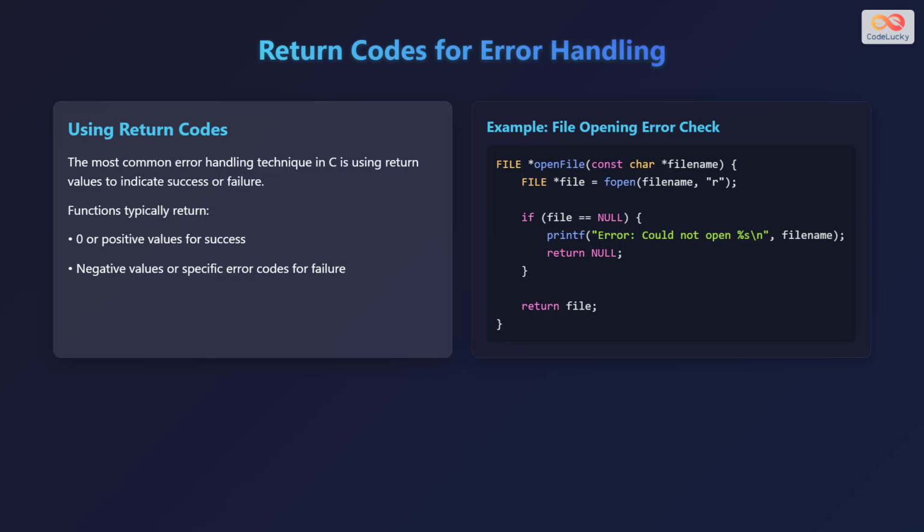Consider this example of a file opening function. It attempts to open a file in read mode. If the file pointer is null, indicating that the file could not be opened, an error message is printed, and the function returns null, signaling failure.